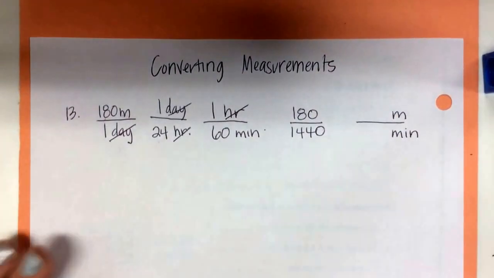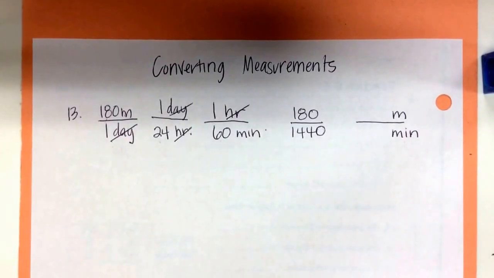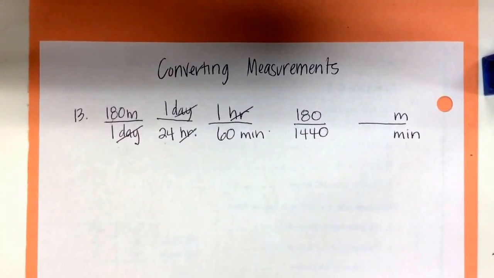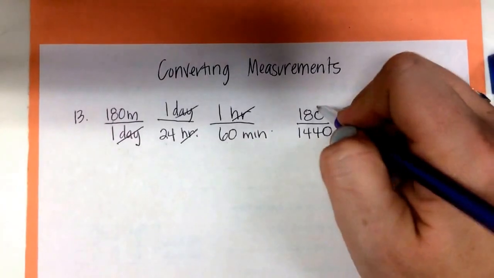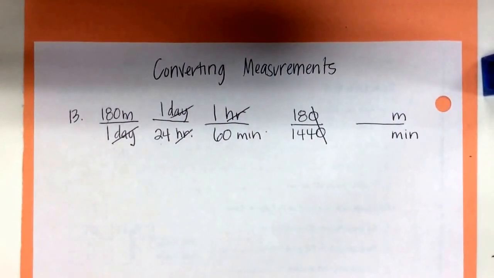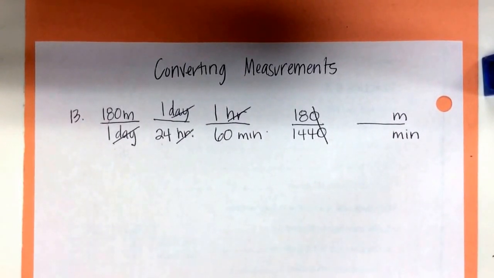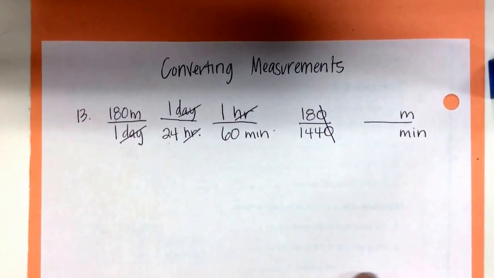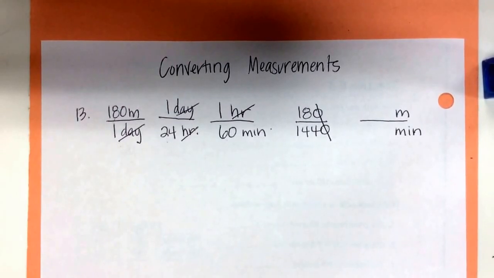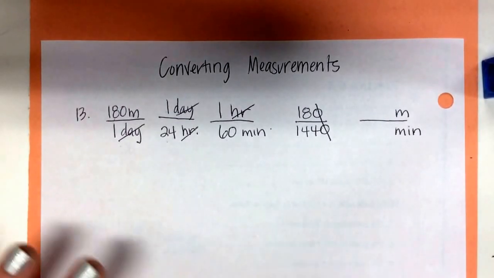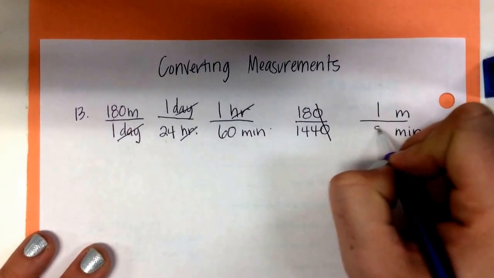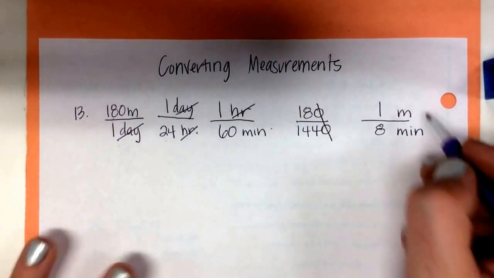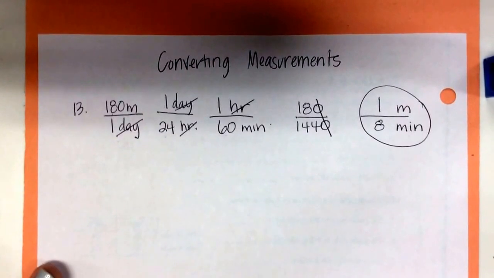1,440. I can tell you that simplifies. What helps you simplify? Your calculator. I know automatically those zeros are going to cancel out. 18 over 144. What is 18 over 144 or 180 over 1,440 simplify to, Gavin? 1 meter every 8 minutes. So there's your answer that you write on the front for number 13.